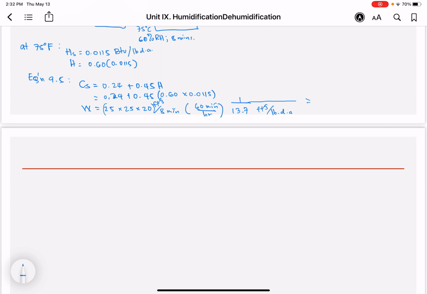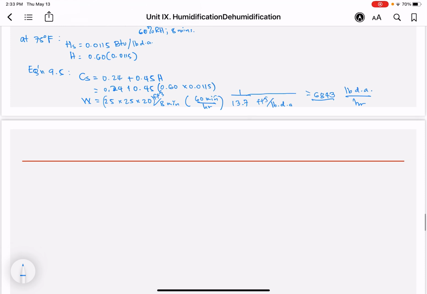times 60, divided by 13.7, divided by 8. So, 6843 pound dry air. Please double check if this amount is correct. So, this is pound dry air per hour. That's your W. To get the Q, I could now have Q from our formula, W CS, T2 minus T sub 1.